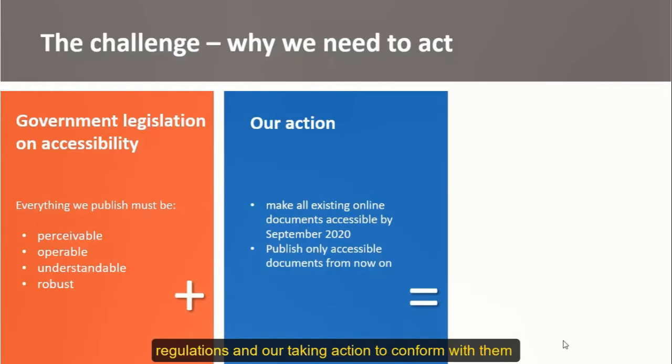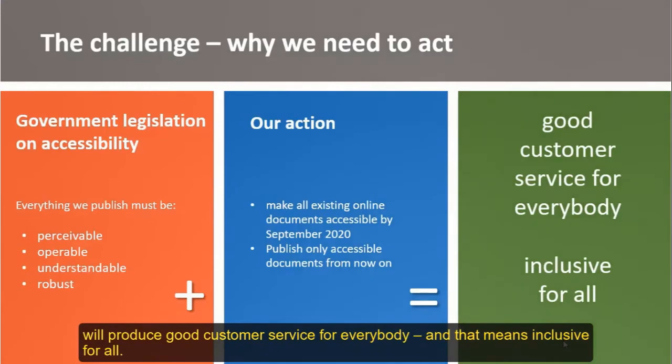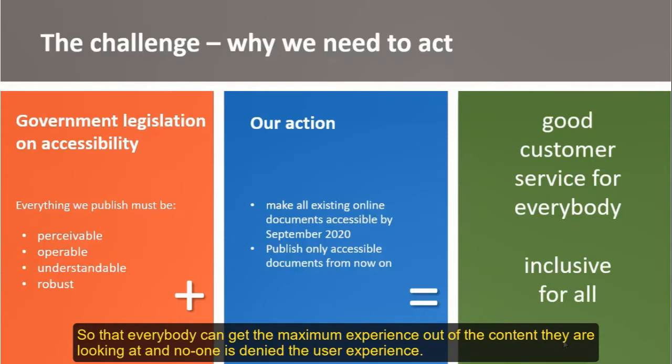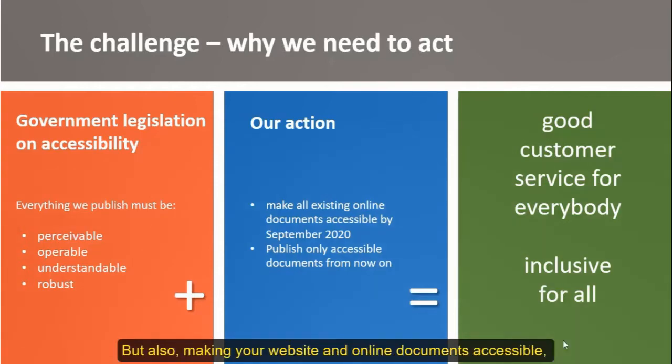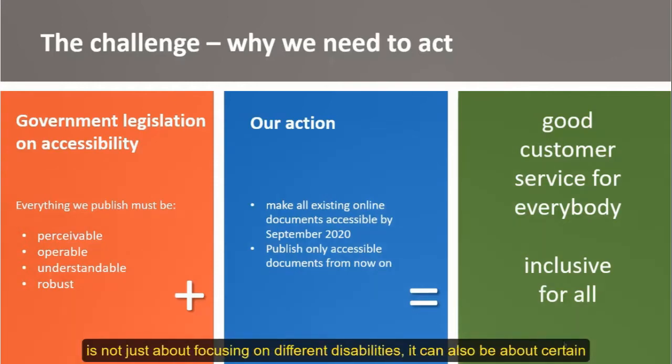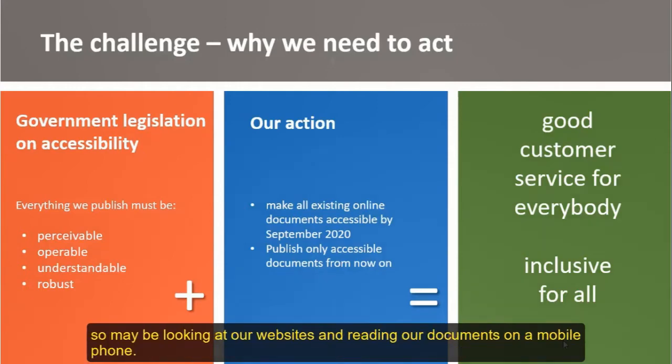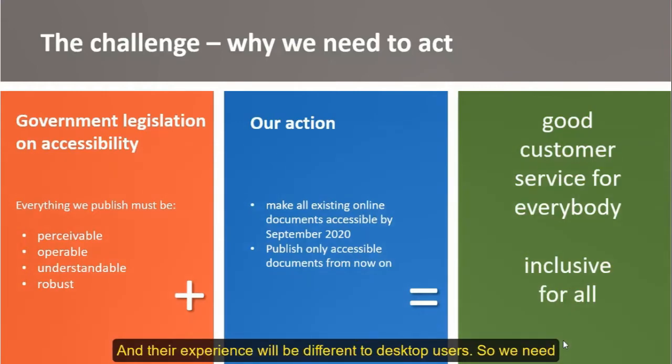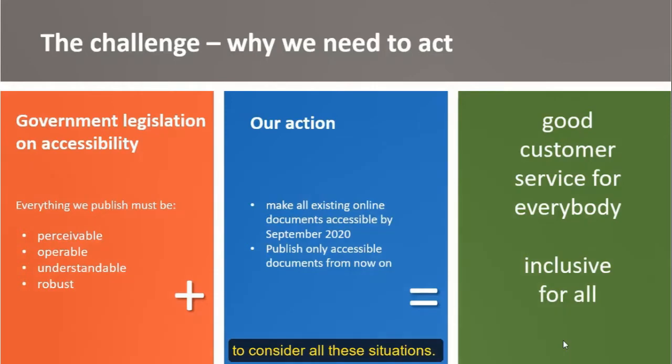So the government regulations and our taking action to conform with them will produce good customer service for everybody. And that means inclusive for all, so that everybody can get the maximum experience out of the content they're looking at and no one is denied the user experience. But also, making your website and online documents accessible is not just about focusing on different disabilities. It can also be about certain circumstances. For example, many people don't have a desktop or a laptop, so they'll be looking at our websites and reading our documents on a mobile phone. And their experience will be different to desktop users. So we need to consider all these situations.